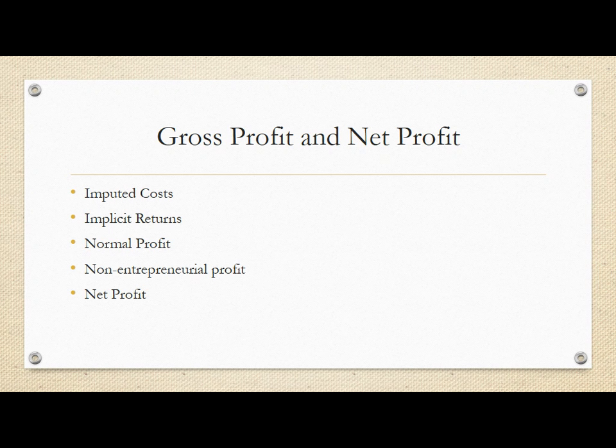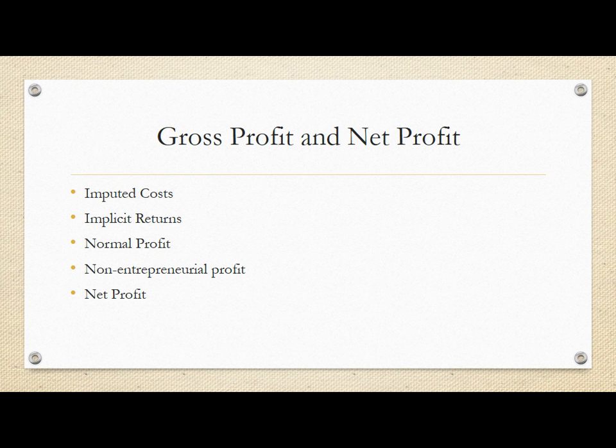Gross profit includes various items like imputed cost, implicit returns, normal profit, non-entrepreneurial profit, and net profit. So, imputed cost. What are imputed costs? Imputed costs like maintenance and depreciation charges are to be deducted from the gross profit to arrive at net profit. Next is implicit returns. Implicit returns are such as implicit rent, implicit wages, and implicit interest for the factors of land, labor, and capital supplied by the entrepreneur himself.